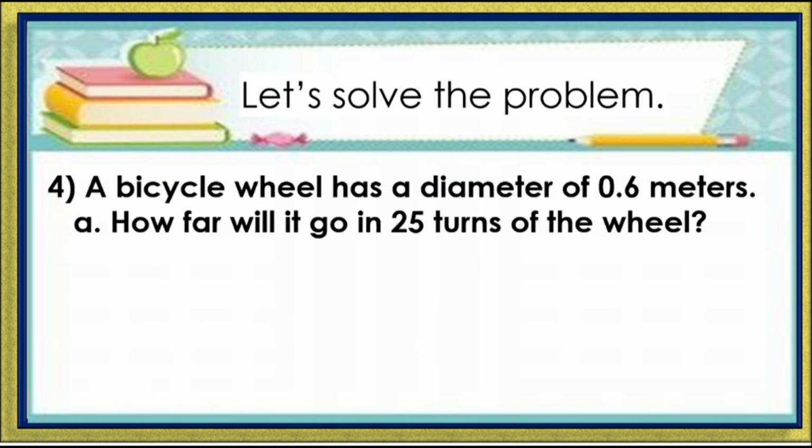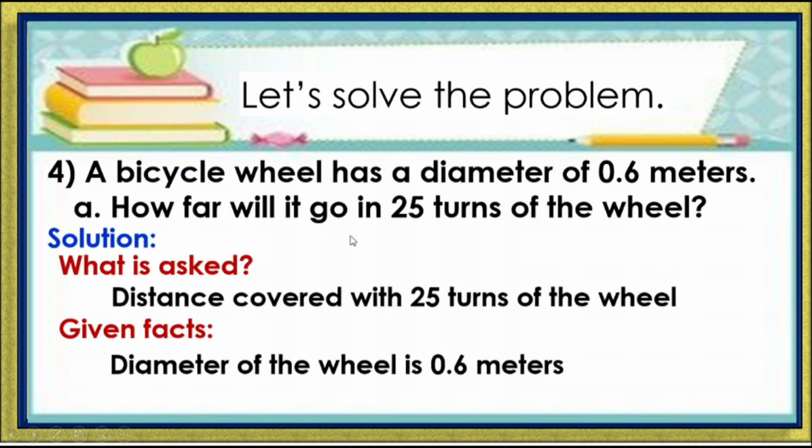Then for number 4, a bicycle wheel has a diameter of 6/10 meters. So letter A, how far will it go in 25 turns of a wheel? So this problem involves a non-routine word problem because there is a tricky question. For this one, we have 25 turns on a wheel. Solution, what is asked? The distance covered with 25 turns of the wheel. So the given is the diameter of the wheel is 6/10 meters.